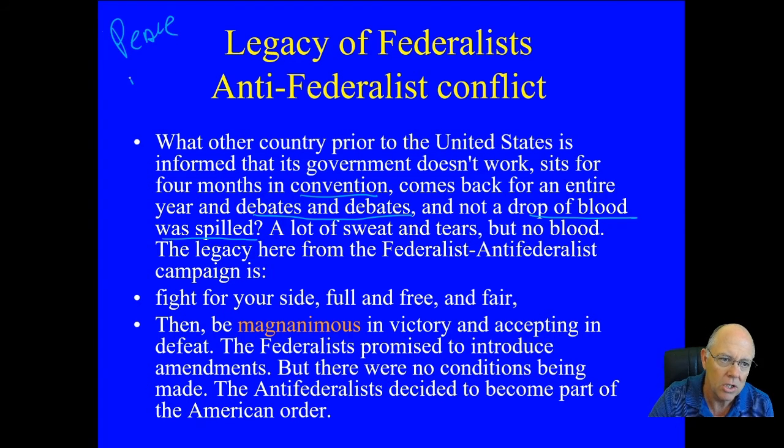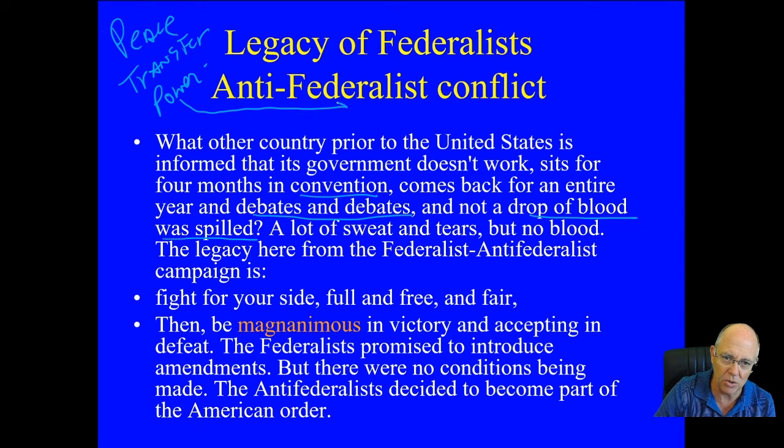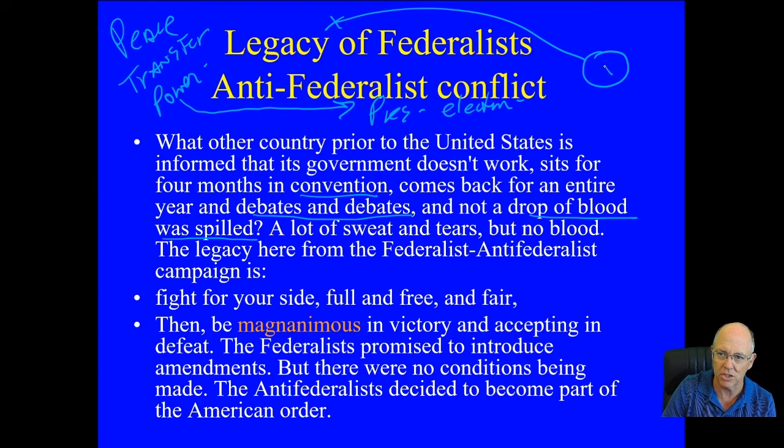Peaceful transfer of power. And that legacy goes on with the presidential elections. One party will win the first election, and then another party wins the next election. And it's peaceful, no blood. Okay, Federalists versus Anti-Federalists.